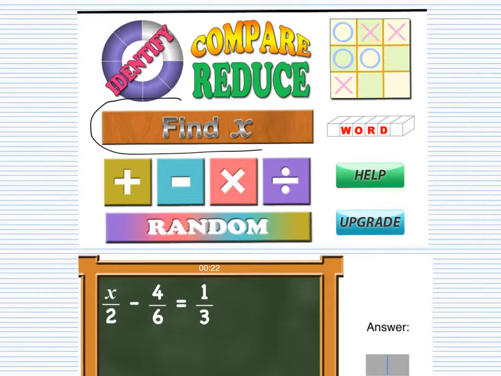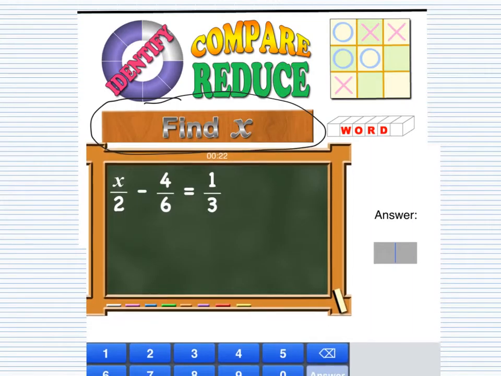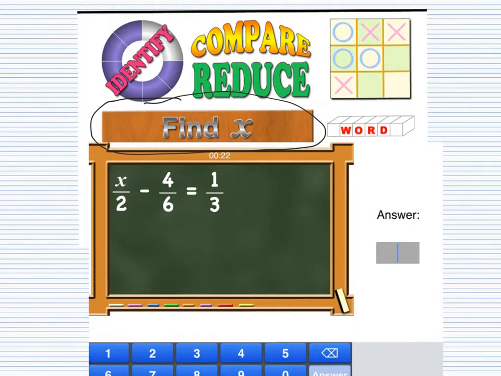For the find the x category, students will have an equation like this one, and two of the fractions will be full fractions, and there will be another fraction that has an x on the top or the bottom. It's not going to really matter. The students will have to find out what number x is. And like the other categories, they can see what they type to the right, and down below is also the keyboard.